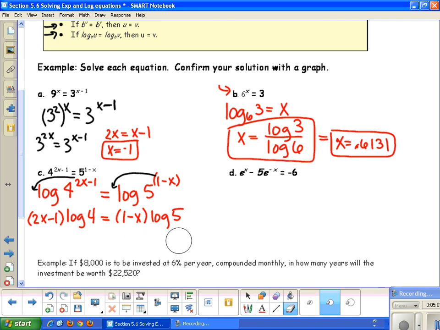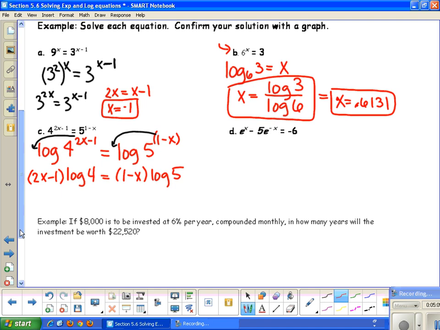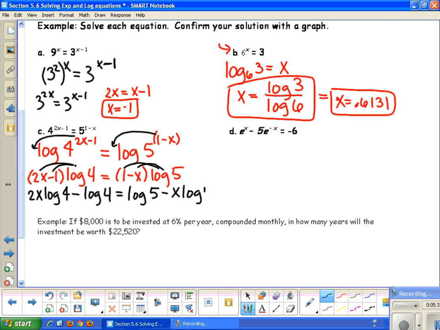So now if we look at this, I need to solve for x. But notice I have x's on both sides of my equation. So since I have x's on both sides of my equation, that means I'm going to want to distribute that log that I have. So I'm going to distribute this log to here, and I'm going to distribute this and this. So when I do that, I get 2x times the log of 4 minus the log of 4 equals the log of 5 minus x times the log of 5.